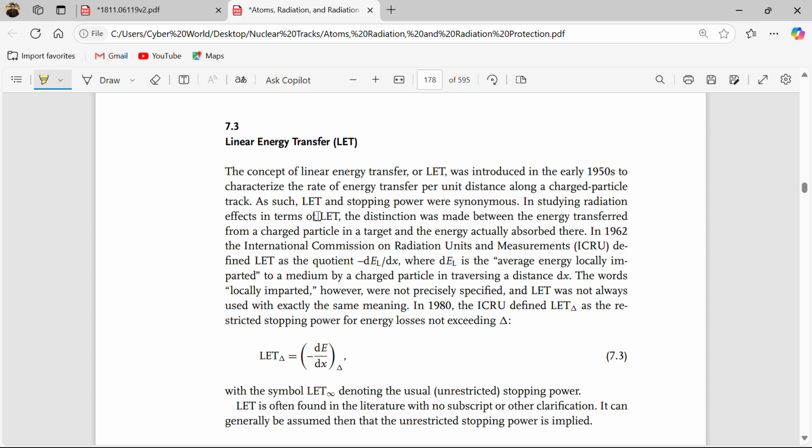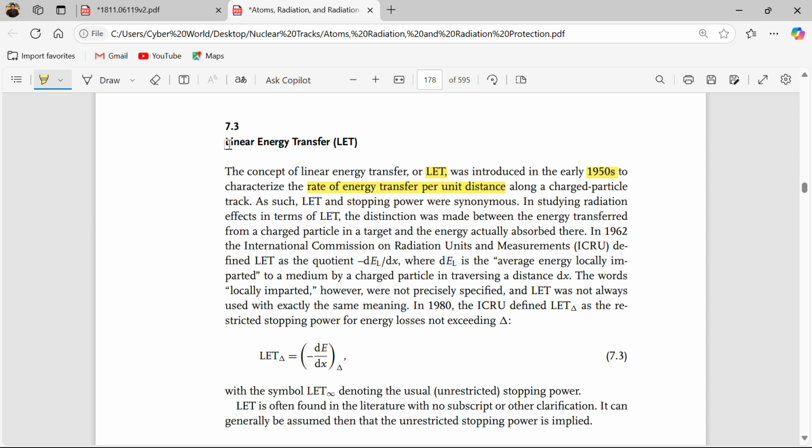Now move on to the last topic of this lecture, which is the LET, the so-called linear energy transfer. What is linear energy transfer? Basically, linear energy transfer is the rate of energy transfer per unit distance. This is again the same as the restricted energy loss, the rate of energy transfer per unit distance. The concept of linear energy transfer, denoted by LET, was introduced in the early 1950s to characterize the rate of energy transfer per unit distance. This is the definition of linear energy transfer.